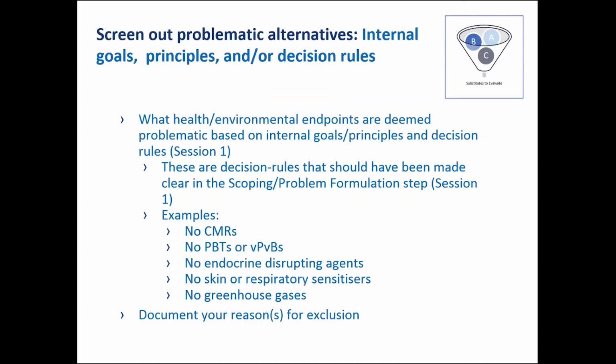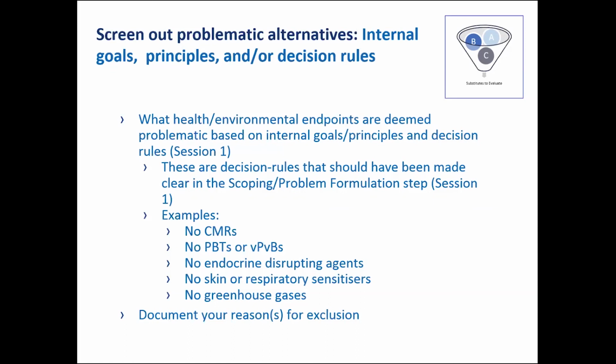Finally, the goals, principles, and decision rules you adopted in the scoping efforts we described in session 1 provide important clues to what constitutes a problematic alternative. Your company may have determined that it doesn't want to consider any chemicals that are carcinogenic, mutagenic, or toxic to the reproductive system, or you may have a mandate to avoid use of persistent bioaccumulative toxics or very persistent, very bioaccumulative chemicals. You may want to avoid any chemical that potentially impacts the endocrine system of your workers or customers.